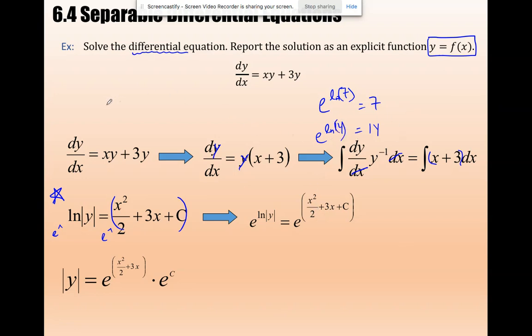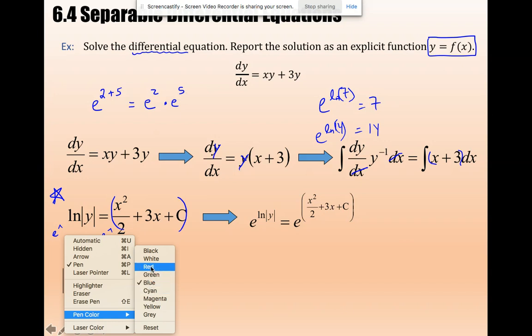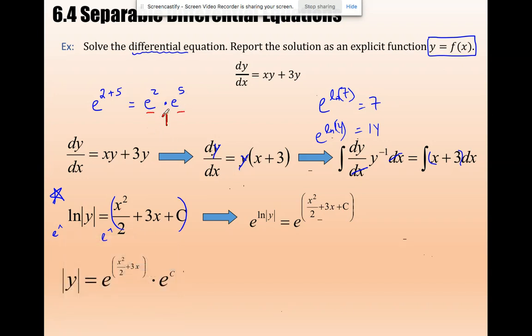I also taught you this. E to the 2 plus 5 really came from e to the 2 times e to the 5, right? Do you remember that? See the base twice with multiplication in between, write the base once and add. Look at what this is. I went backwards, right? Here is my sum. I turned it into e to the x squared over 2 plus 3x times e to the c, right? Make sure you understand where that came from.